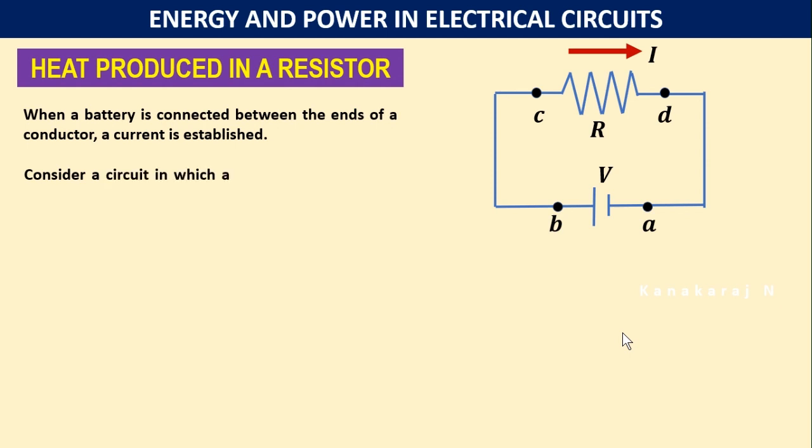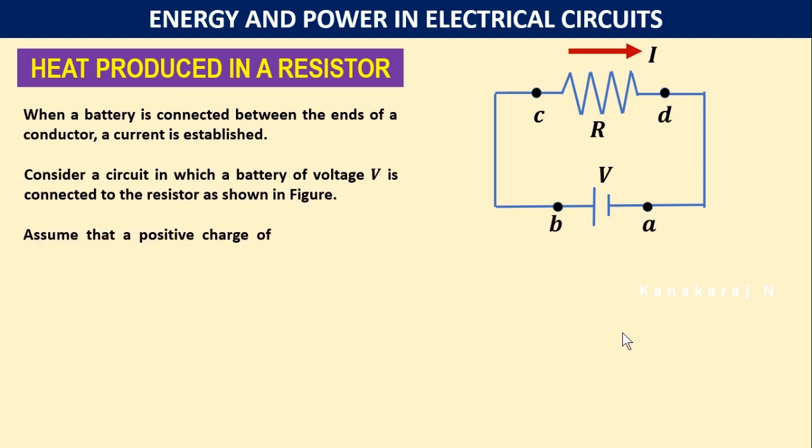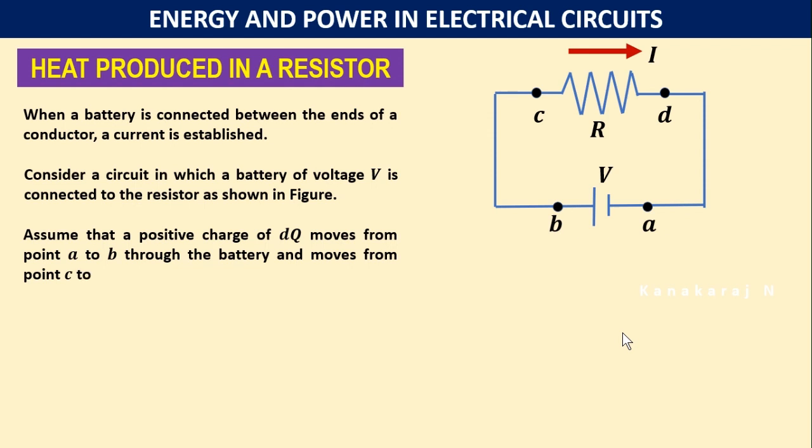Consider a circuit in which a battery of voltage V is connected to the resistor as shown in the figure. Assume that a positive charge of dq moves from point A to B through the battery and moves from point C to D through the resistor and back to point A.